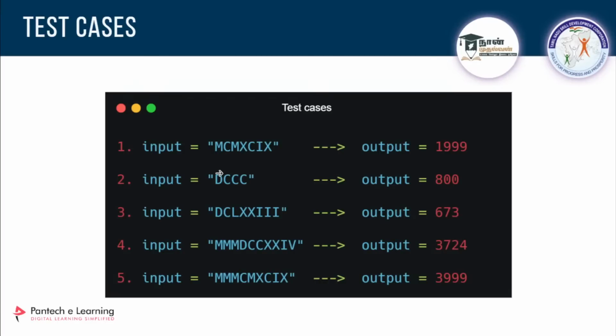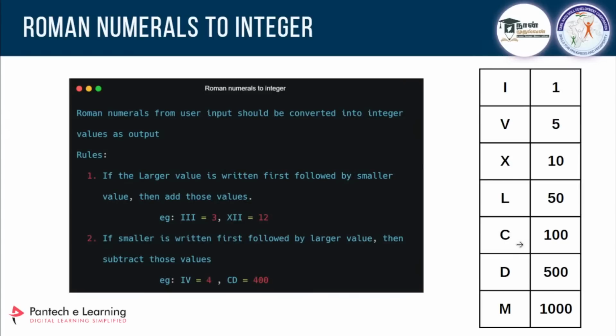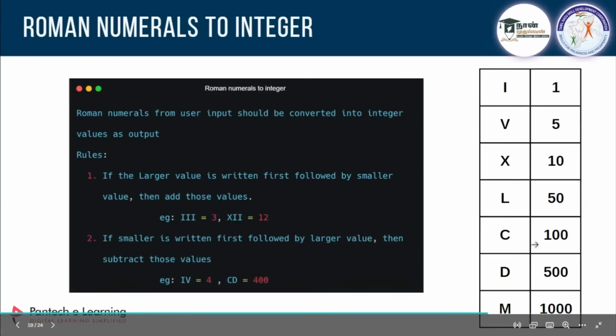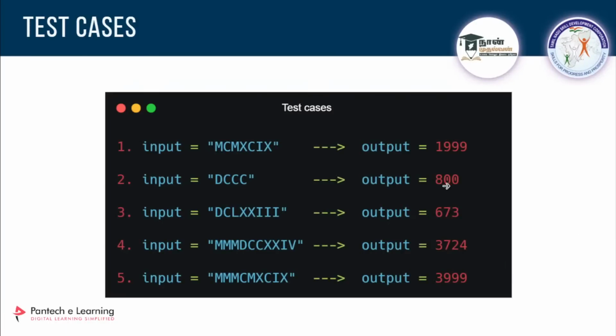So first, let's see this simple one. DCCC. What is D? This is 500, CCC is 100, right? So D is the largest value and C is a smaller one. So it is like 500 plus 100 plus 100 plus 100. So the output will be 800.